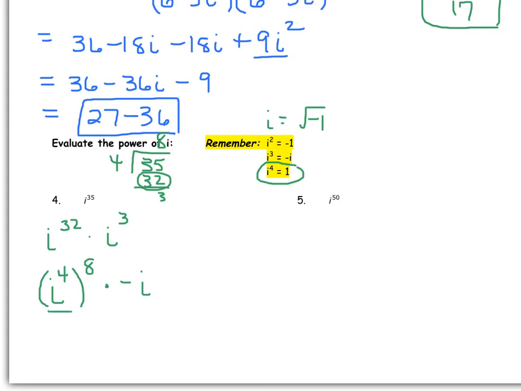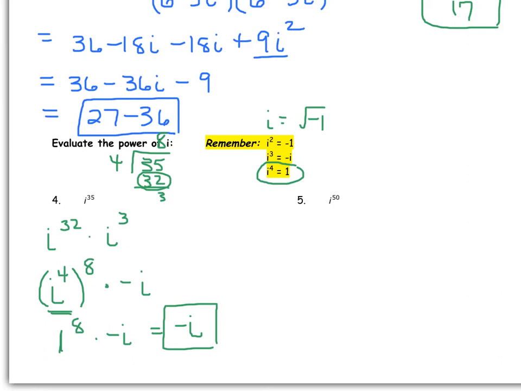The i to the 4th being 1, this is 1 to the 8th times negative i, and we simply end up with our simplified form of i to the 35th as negative i. Right? You're not done simplifying unless you've got your power of i as one of these four, either i itself, negative 1, negative i, or positive 1. So in effect here, we take the leftover power of i and we're able to break it down again either into 1, negative 1, or negative i.